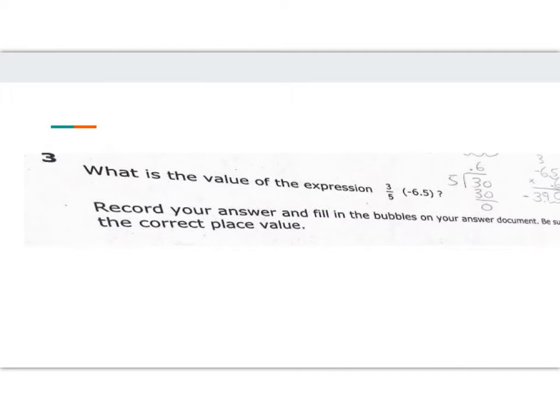Number 3, what is the value of the expression 3/5 times negative 6 and 5/10? So first thing I had to do, if you look again at my work on the right, we have to convert 3/5 to a decimal. I need to get these numbers into the same family. Once we do that, we can solve. So 3/5 as a decimal is the same as 6/10. So you're going to multiply.